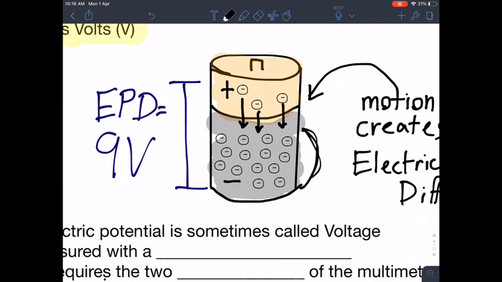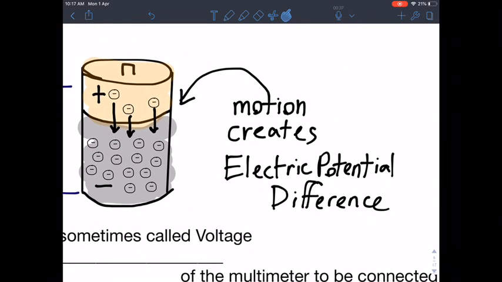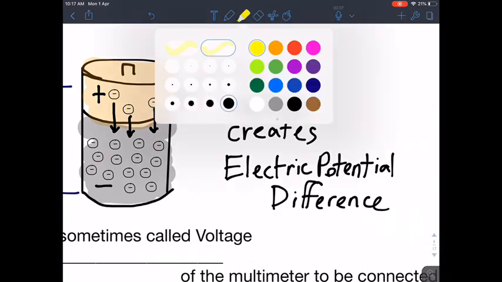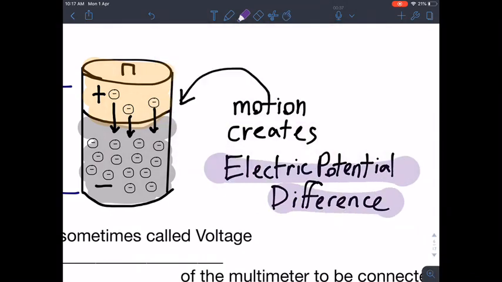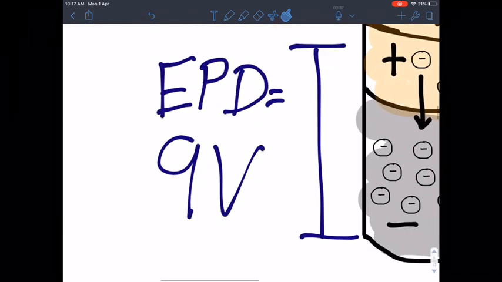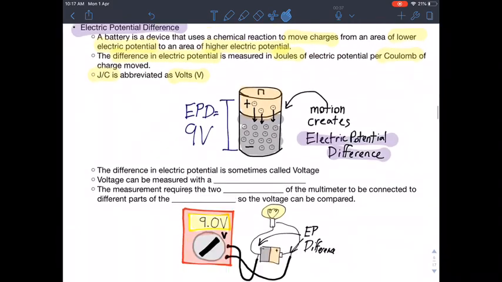So all these negatives over here, they want to escape. They don't like being together. They're trying to repel. And so there's a lot of electrical potential energy stored up in all those electrons right next to each other. We have high electrical potential energy over here and low electrical potential energy over there. And so the difference, or the motion of those electrons, creates an electrical potential difference between the sides of the battery. And that electrical potential difference is written as 9 volts, 9 joules per coulomb of charge.